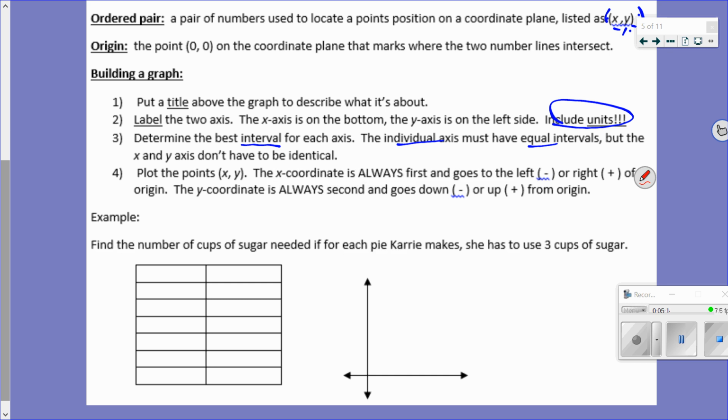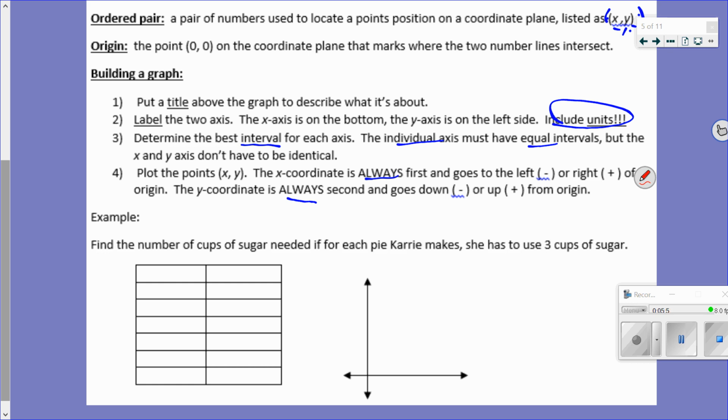Once I have done my title, labeled the axis, made my intervals, now I'm ready to actually begin the graphing piece. To graph, I'm going to plot the points x and y. The x-coordinate is always first, and it always goes left and right. The y-coordinate is always second and always goes up or down. One I've heard is you have to run before you climb. So you're always going left and right first, then you're going to climb up or down.